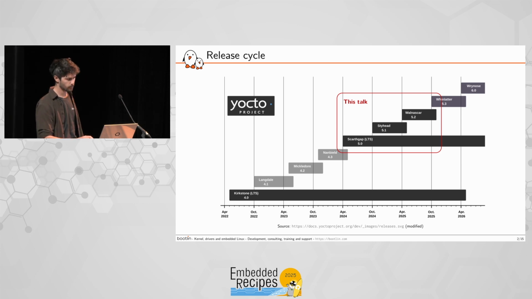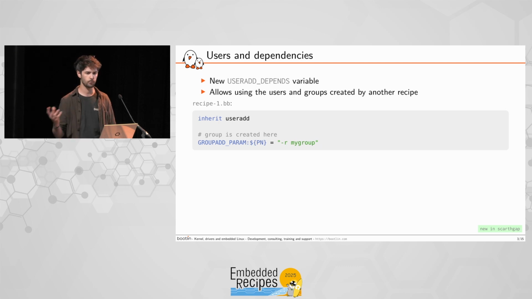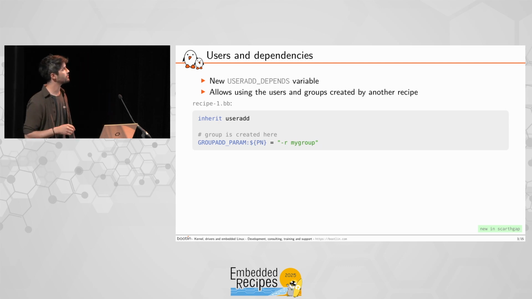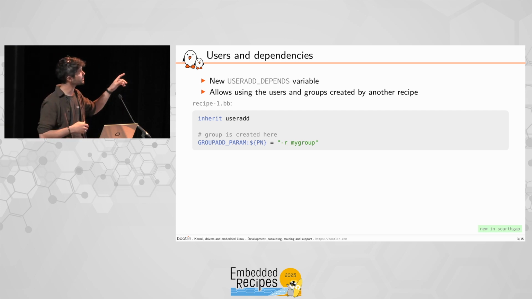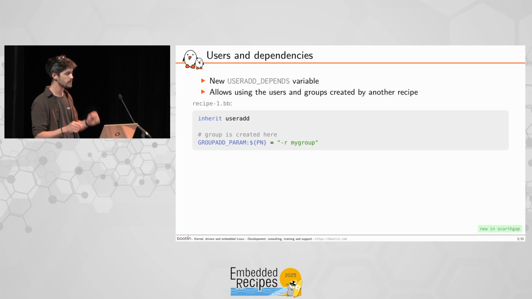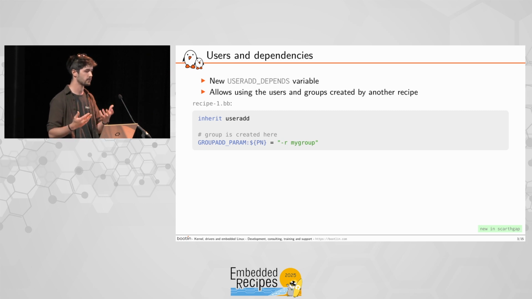The first thing I'm going to talk about is something really simple, but I think is a nice quality of life improvement. It's a variable called USERADD_DEPENDS. Lots of times when you're doing Yocto, you want to define new users on your target. It's kind of a mess sometimes to manage everything within your recipes. This variable is quite nice because it allows you to define some dependencies between your recipes and avoid recreating everything all the time.